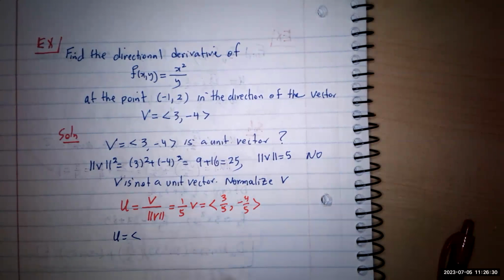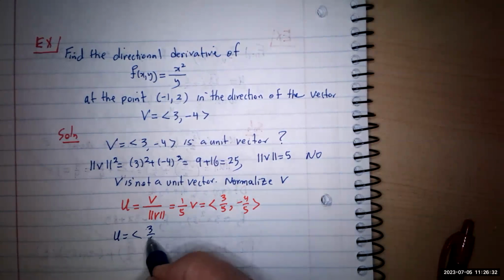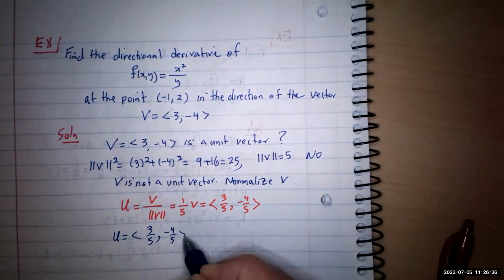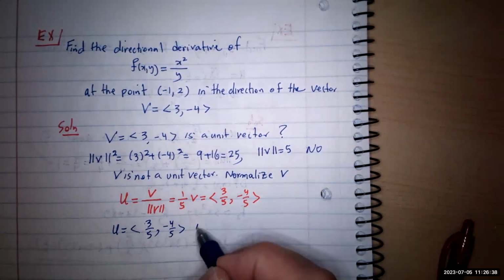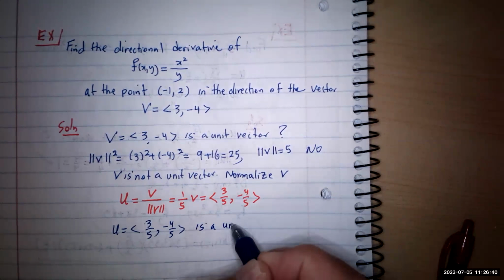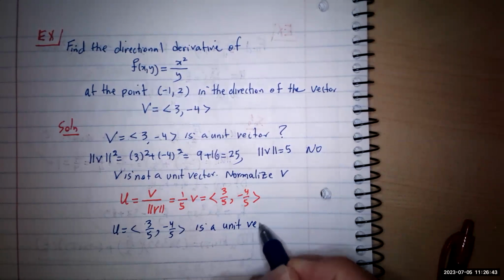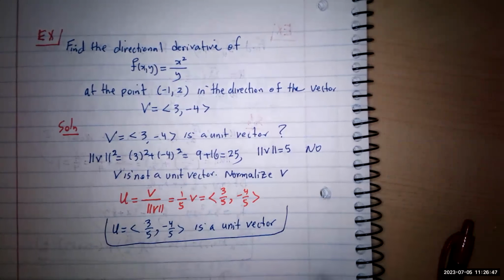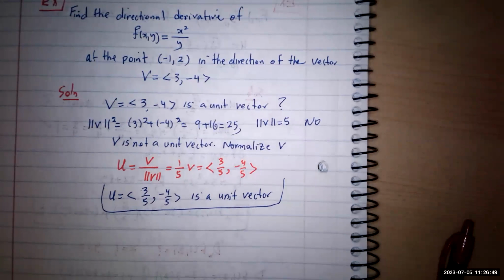So U equals 3/5 and negative 4/5 is the one that we're going to use, okay? It is a unit vector. Just make sure you don't miss it. You should do it yourself. So you check it if you need to.